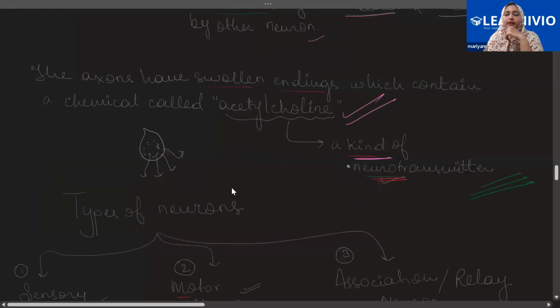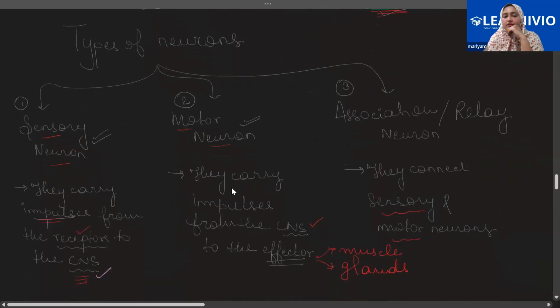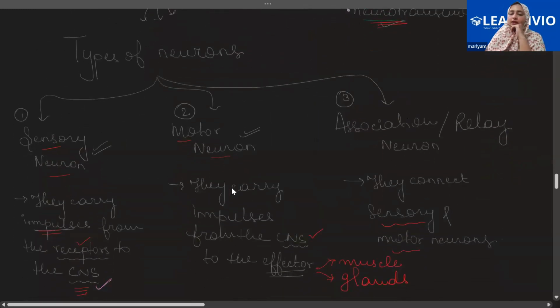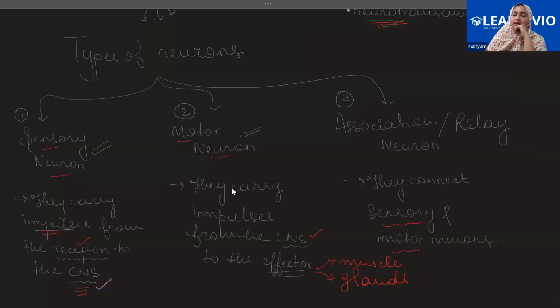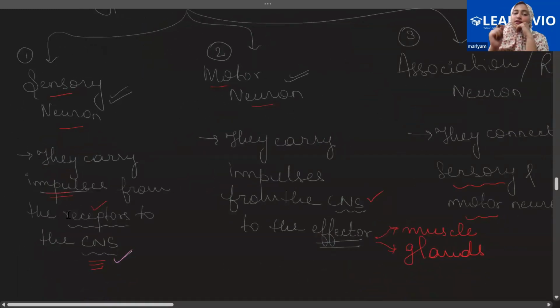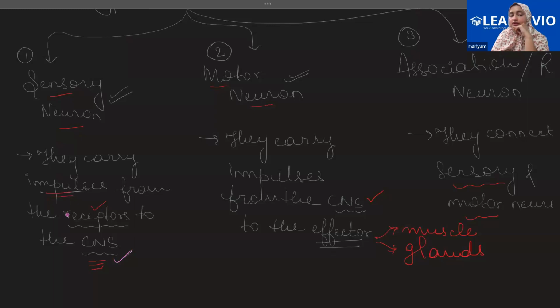All right. Okay. Now let us talk about the different types of neurons. On a general level, there are three basic types of neurons: the sensory neuron, motor neuron, and association or relay neuron. The sensory neurons carry the impulses or signals from the receptors to the central nervous system. Wherever a stimulus is received, these neurons carry those impulses from the receptor to the CNS.